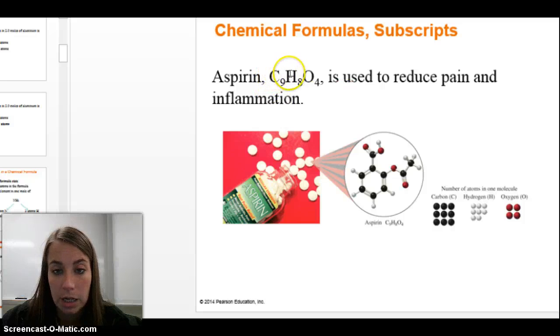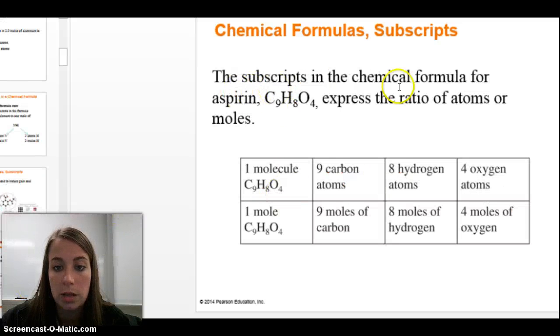Aspirin, C9H8O4, you know what aspirin's used for, has the chemical formula here. So we can look at the fact that in a molecule of aspirin, you have 9 carbon atoms, 8 hydrogen atoms, and 4 oxygen atoms. And in a mole, okay, and remember, a mole is an amount, so think of it like a dozen. And in a mole of aspirin, you have 9 moles of carbon, 8 moles of hydrogen, and 4 moles of oxygen.